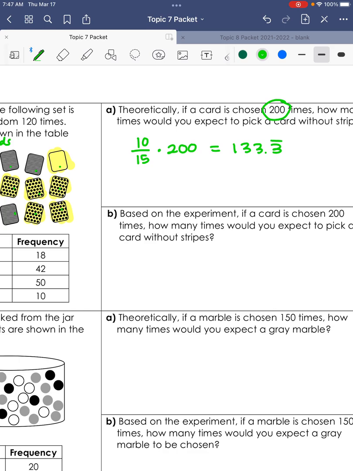133.3 repeating. Now, I can't pick a card like a partial time, so I need to round. So we're going to say about, with the squiggly equal sign. And because I've got a 3 right here, I'm going to round down. So I'm going to say about 133 times. And that right there is my answer.